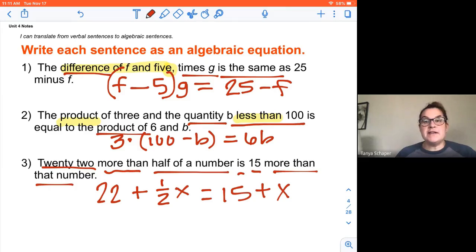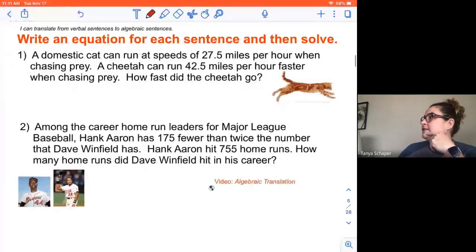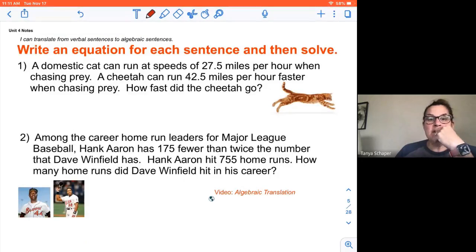Okay, so taking a look at those, we're going again from verbal to algebraic. We're working within those two forms of functions. We can also do it with real life scenarios. Okay, so a domestic cat can run at 27.5 miles per hour when chasing prey. A cheetah can run 42.5 miles per hour faster. How fast did the cheetah go?